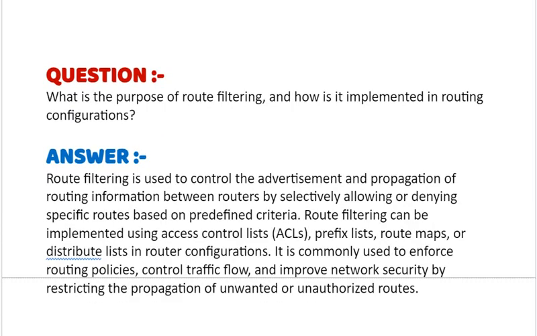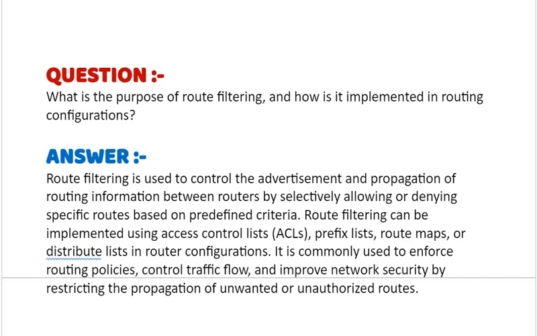Our next interview question is: what is the purpose of route filtering and how is it implemented in routing configurations? Your answer should be: route filtering is used to control the advertisement and propagation of routing information between routers by selectively allowing or denying specific routes based on predefined criteria.